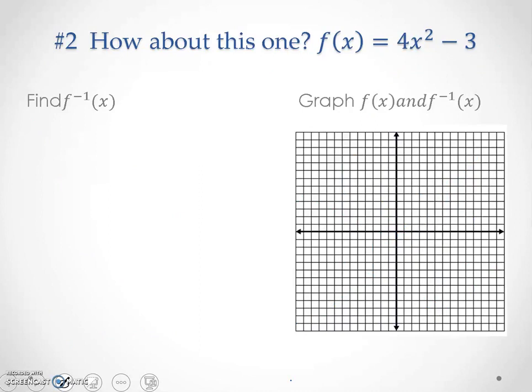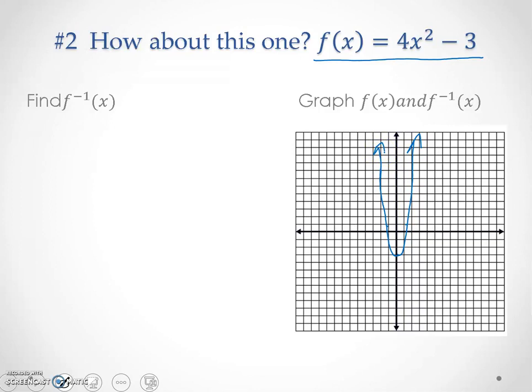Now let's take a look at a different situation. We have this function, y equals 4x squared minus 3. And if you remember graphing these, this is going to start at negative 3. And it's 4x squared, which means that we're going to have points at (1, 1) and (negative 1, 1). And it's going to be a graph that's a parabola. It looks something like this.